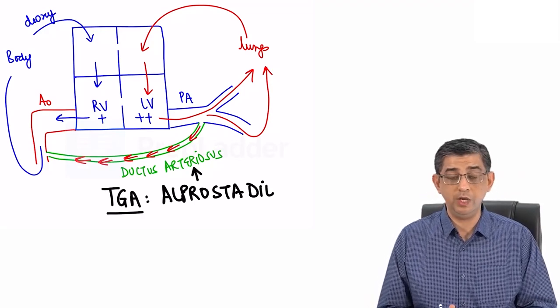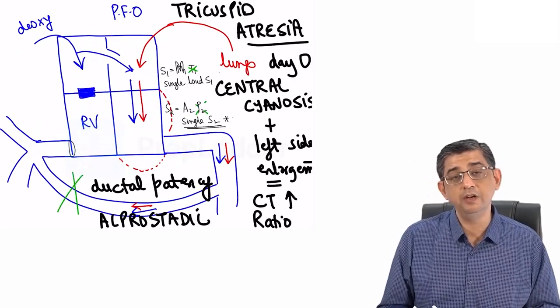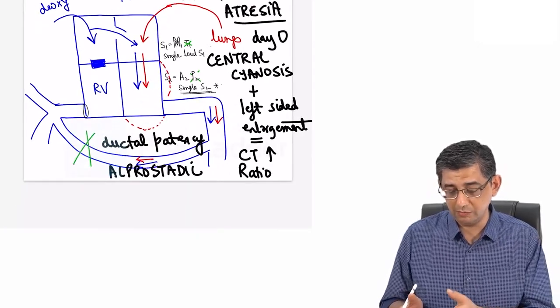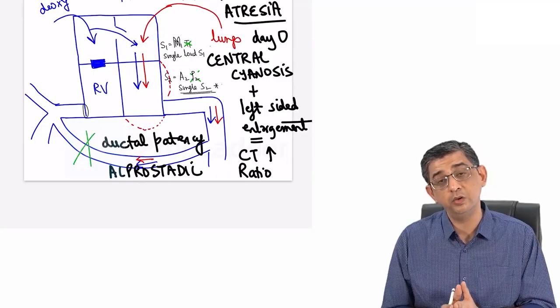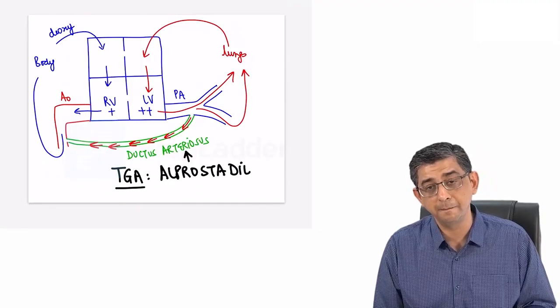Till now, I have taught you alprostadil for tetralogy of Fallot. Alprostadil should also be given to patients who are having tricuspid atresia. Why? Because it will maintain ductal patency, so at least blood will continue to go into the lungs, and so is the case with respect to transposition of great arteries as well.